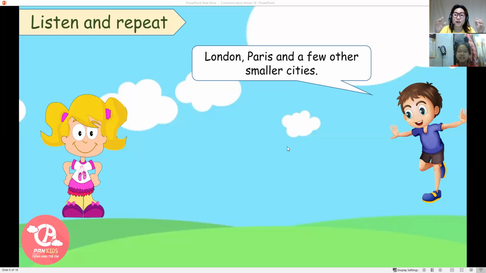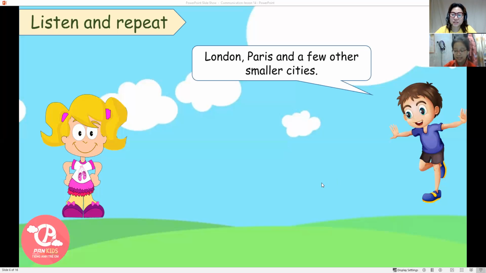London Bridge is falling down. London Bridge is falling down, my fair lady. Ruby, why do you think is the London Bridge falling down? Or is it just the song? Okay. Do you also like to go someday to London and Paris?